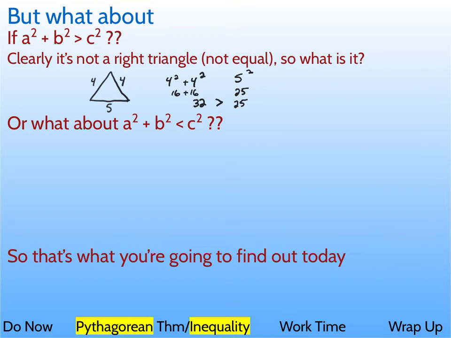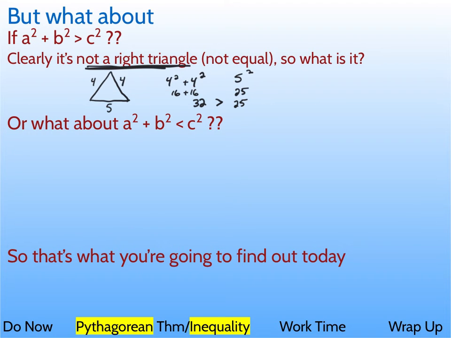So what this means is this is not a right triangle. It can't be a right triangle. For it to be a right triangle, these would have to be equal. But there's different stuff that works out when it's greater than or less than. So sometimes you'll also see examples where it's less than.